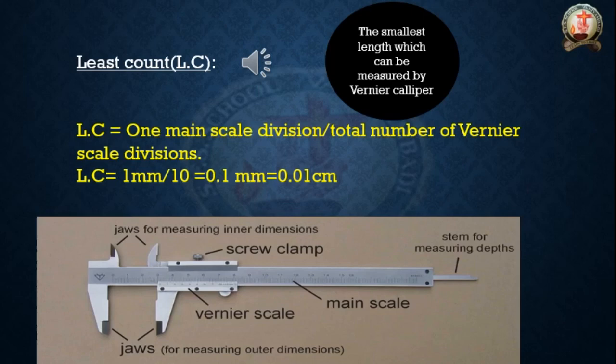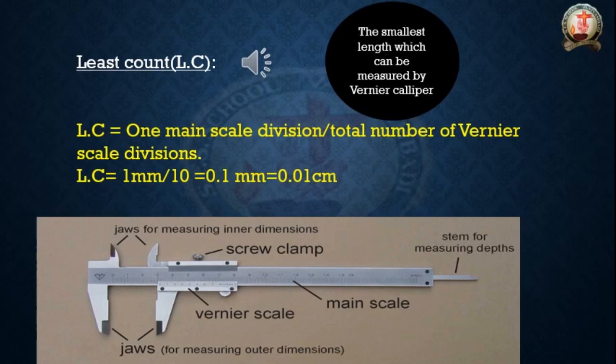So least count is equal to one main scale division, which is 1 millimeter, divided by total number of vernier scale divisions, which is 10. So 1 millimeter by 10. 1 by 10 how much? 1 divided by 10 means 0.1. I hope you know how to find this value. 1 by 10 means 0.1 millimeter.